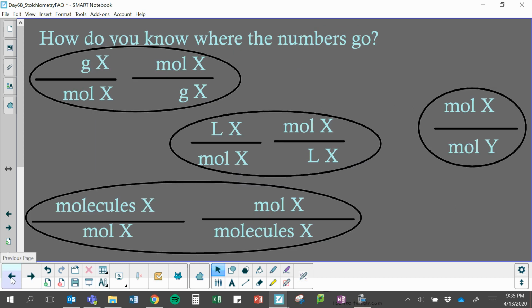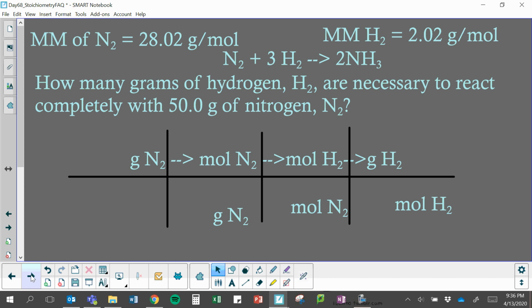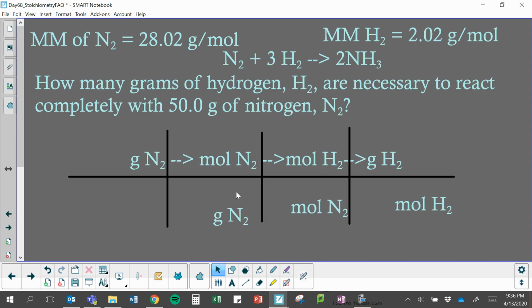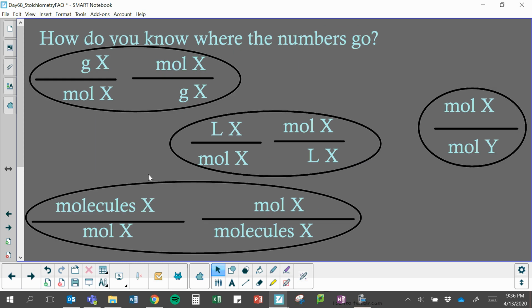Our next thing is knowing where the numbers go. So we basically have 4 different types of scenarios when we have our equation. We can have grams of X over moles of X, or the opposite of that, where it's just flipped over. So that would be like here, we have a mole of nitrogen and a gram of nitrogen. Or here we have gram of hydrogen and mole of hydrogen. So that's one of the options we can have.